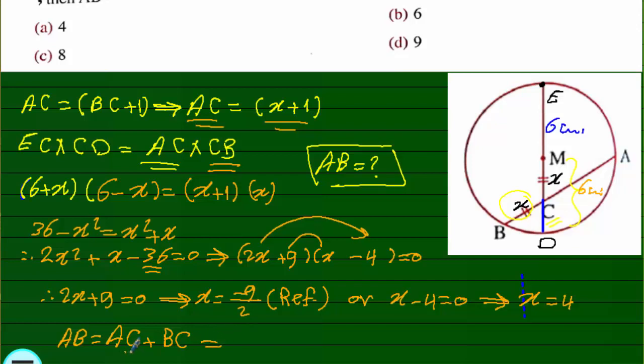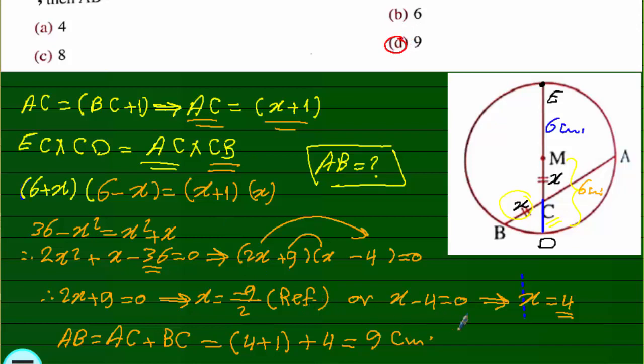AC equals x plus 1, and we have x equals 4. So you can substitute AC by the number 5. It is 4 plus 1 plus the length of BC. BC is x here, and we deduce that x equals 4. So the result equals 9 centimeters, and we choose letter D here.